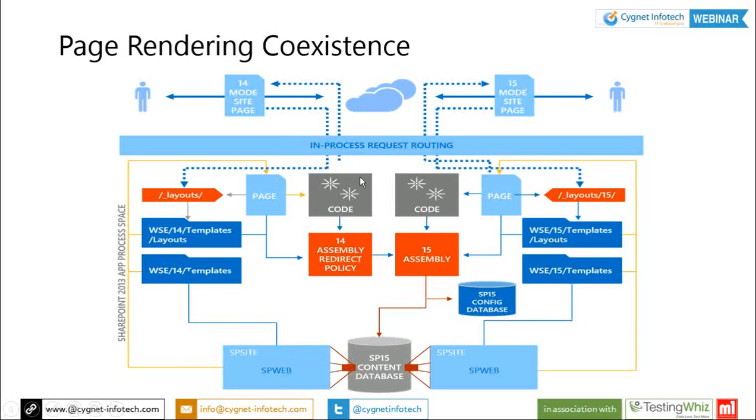So this is how the page rendering coexistence is available in SharePoint 2013. You can consider the two different hives, front end related. The 14 hive has the templates and the layout. A similar location is available here with respect to the 15. You have the templates, and the templates are the same with respect to your SP site, and the web are correlated with them. Along with that, you have these pages available which will be fetched from the different hives as well.